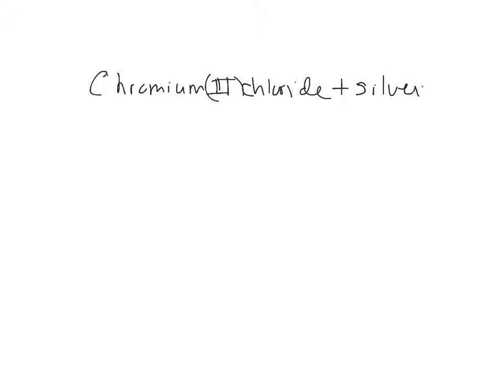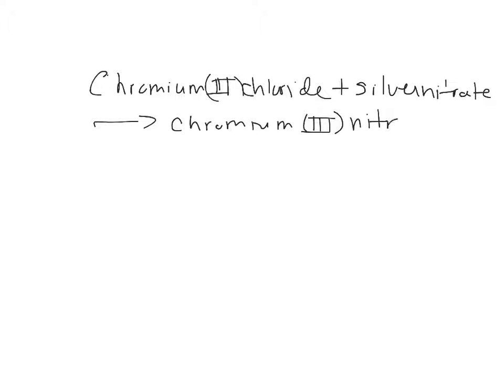Let's start with a simple equation like chromium 3 chloride reacting with silver nitrate to produce chromium 3 nitrate and silver chloride.